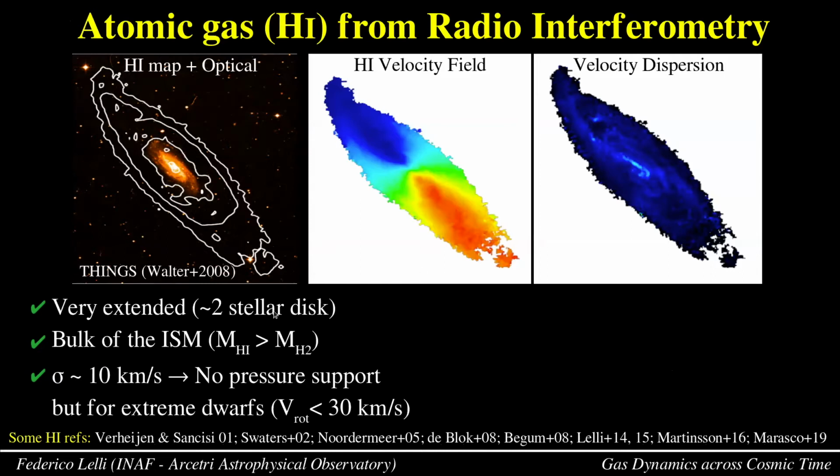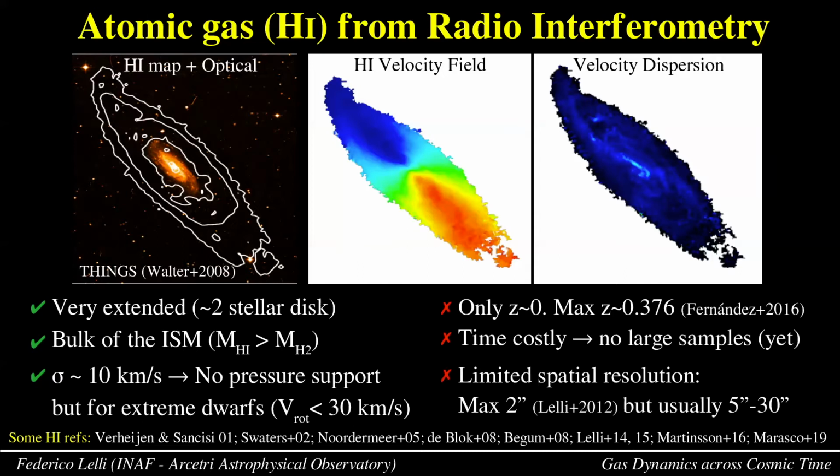One of the key advantages here is that the HI emission is generally very extended, about twice the stellar disk, so we can probe out to the outermost regions of galaxies. Moreover, the HI is probing the bulk of the ISM because in the local universe, the HI mass is typically larger than the H2 mass. And again, the velocity dispersion is relatively small, so we don't have to worry about pressure support unless we look at extreme dwarf galaxies with rotation velocities below 30 kilometers per second. The main disadvantage of the HI is that it's only observable at redshift 0 at the moment.